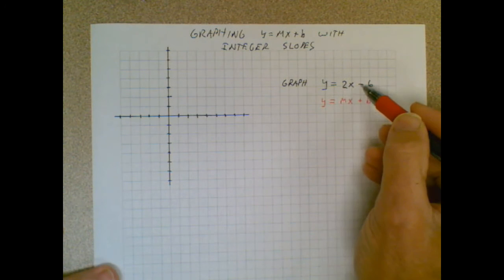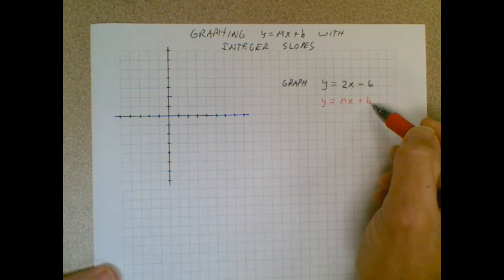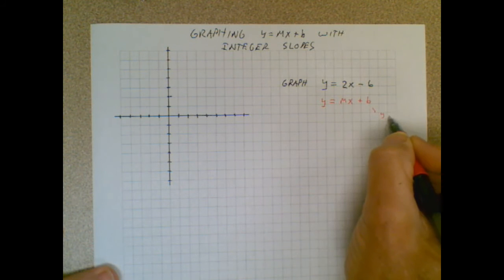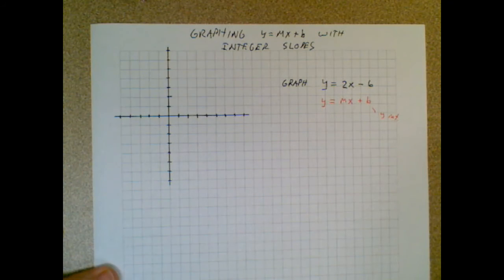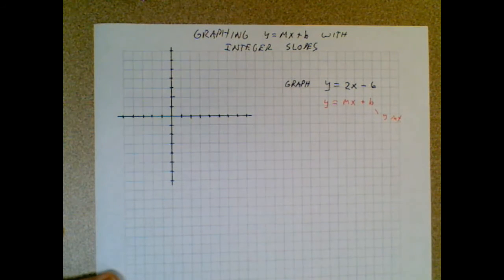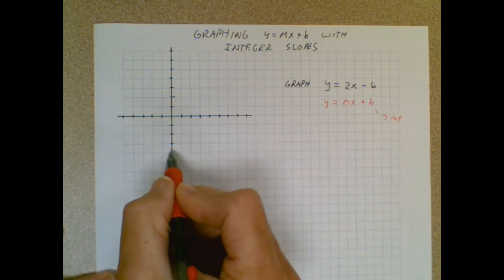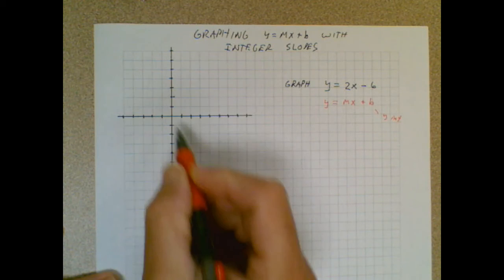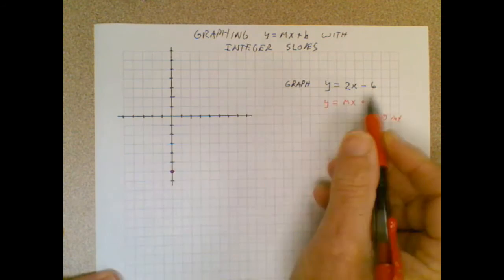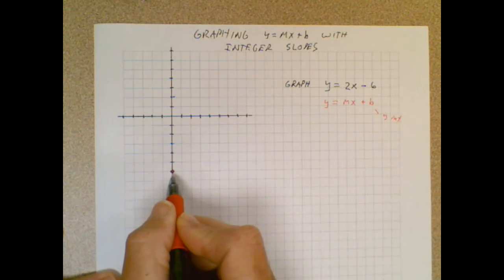This negative 6, or minus 6, which is my y-intercept, sometimes abbreviated with y-int, I take that negative 6 and I go to my y-axis. This is my y-axis, and I plot a point at negative 6.